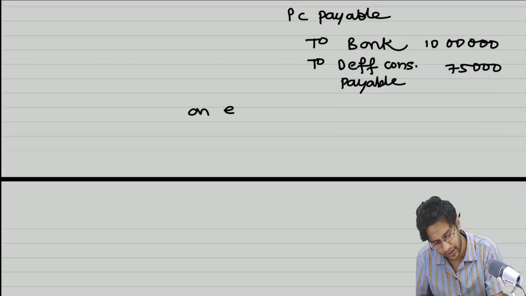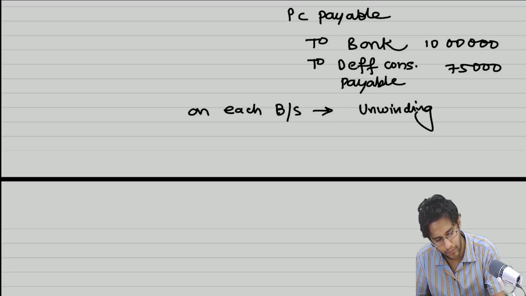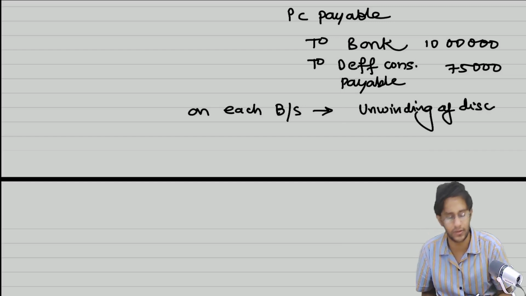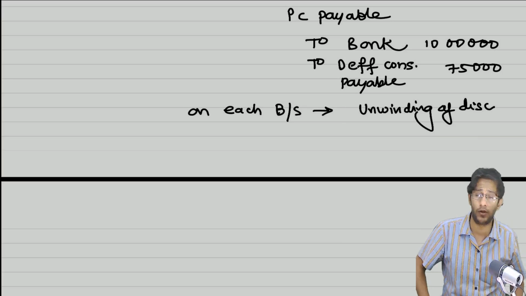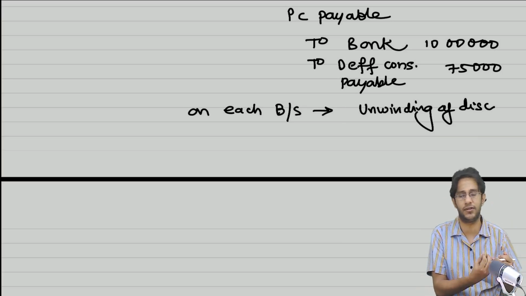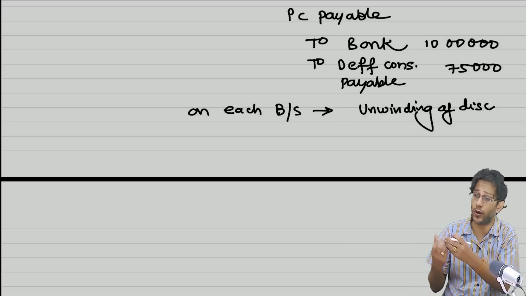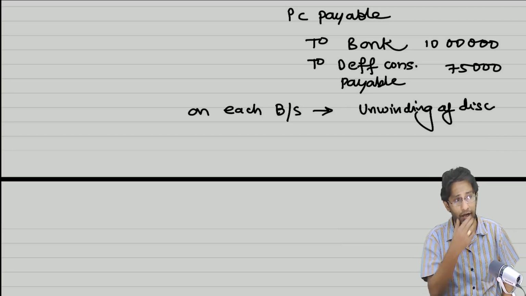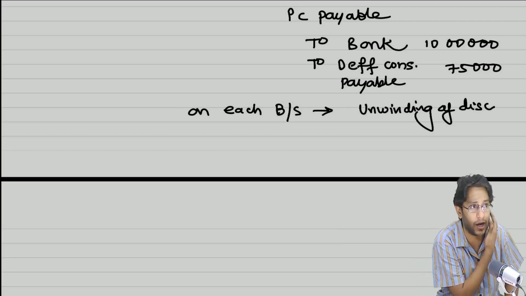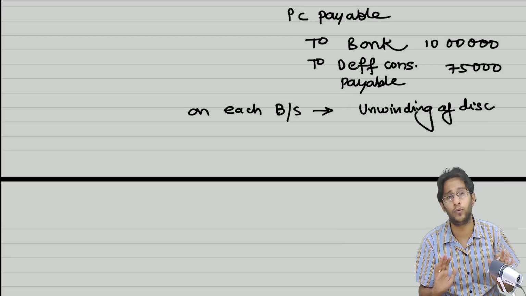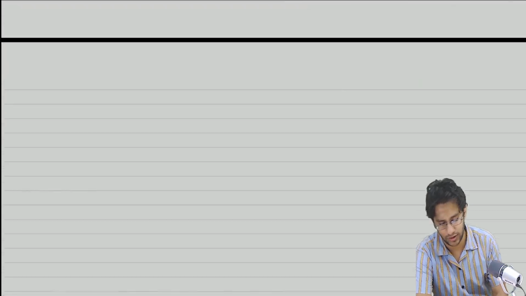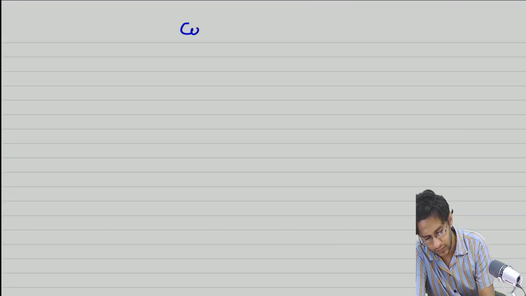On each balance sheet date, you have to do unwinding of discount. Unwinding of discount means this 75,000 is the present value, the future value is 1 lakh. So every year, interest cost account debit to deferred consideration payable, you keep on doing this entry till the end of the third year, when the 75,000 in your books will eventually become a liability of 1 lakh. On that date you will write deferred consideration payable account debit to bank account and you will settle your liability. This is how you handle deferred consideration. Now coming to contingent consideration. Very easy but important also.